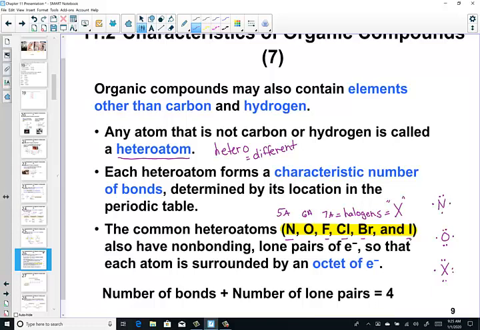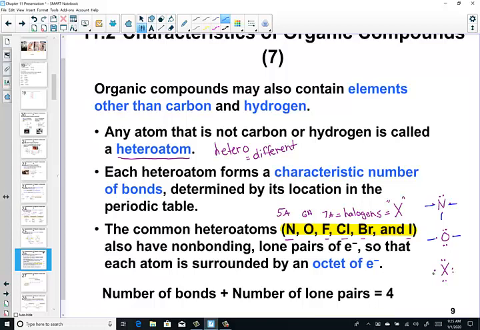And now you can see when you examine the Lewis dot structure, how many open spots for bonding each of these elements has. Nitrogen needs to form 3 bonds. Oxygen needs to form 2 bonds. And any halogen has room to form just 1 bond.